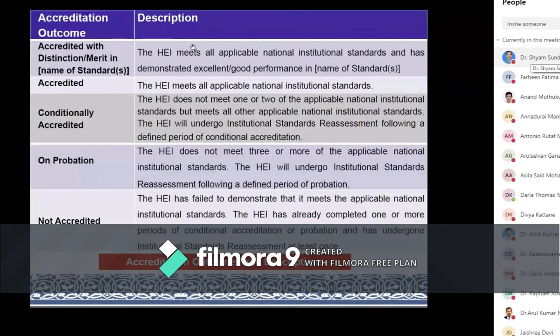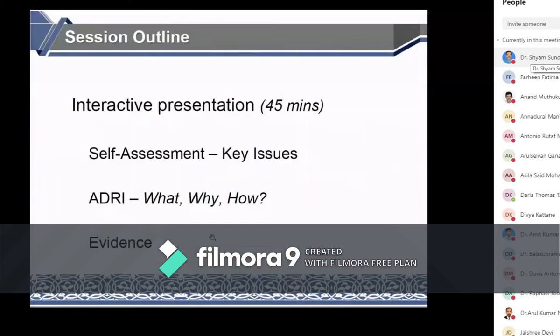Same thing: all applicable national standards. So that is accreditation. If you meet all applicable national standards, you are accredited. If you do not meet 1 or 2 applicable ones, then we are conditionally accredited. 3 or more, on probation, and if we don't meet the national standards beyond that, we are not accredited.